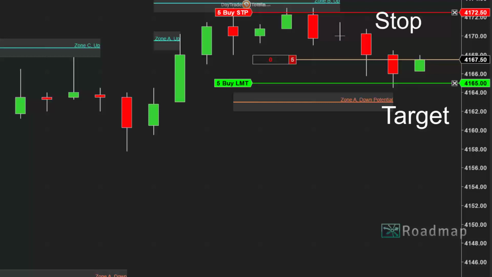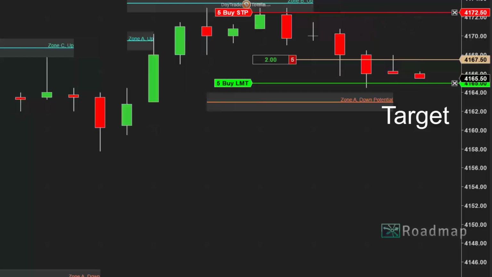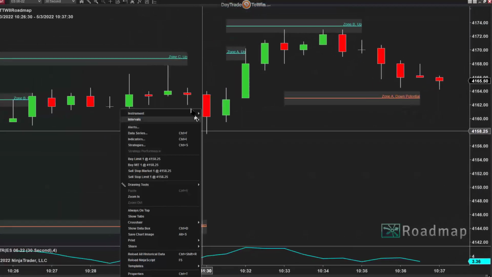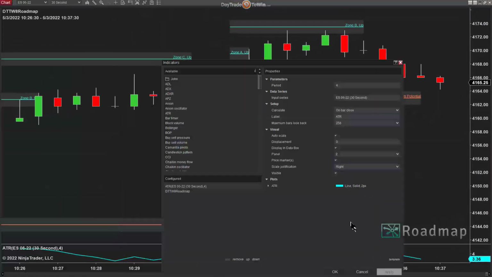So really the idea is to use the automation, the target and the stop placement using the ATM strategy. You have this with the simulator where you can practice putting specific targets and stops. The target is 41.65. Target filled. And as you can see, it's leading me down to where it says zone A down. That's the magnet. That's where the market's going to lead me to.